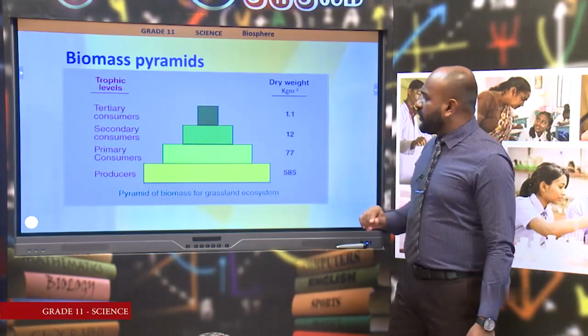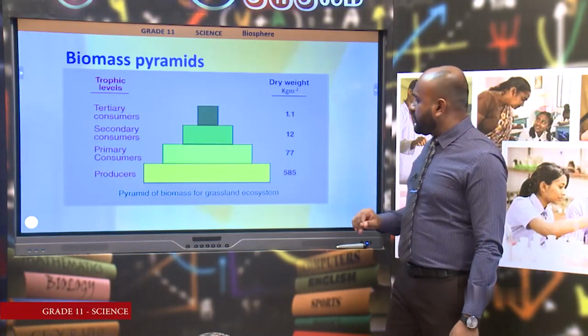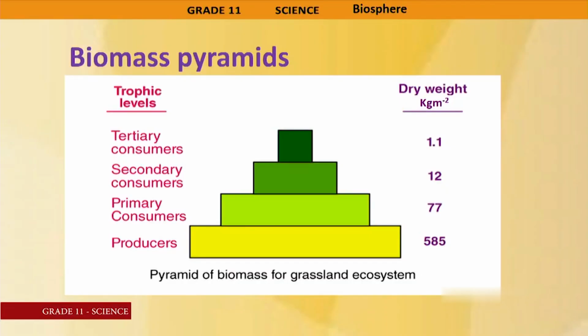You can see a biomass pyramid here on the screen now. This is a typical one. Normally producers should have more biomass than primary consumers. Primary consumers should have more biomass than secondary consumers, and secondary consumers should have more biomass than tertiary consumers. This is a typical one.